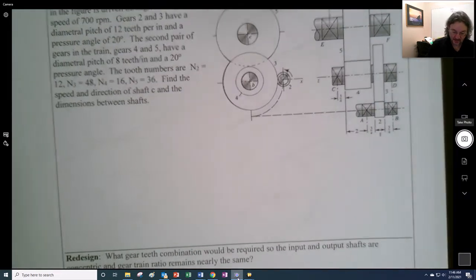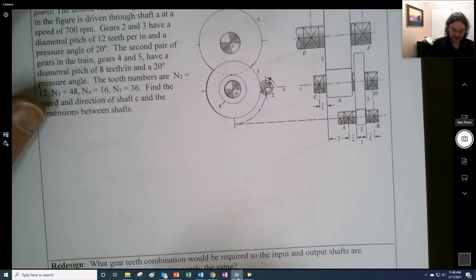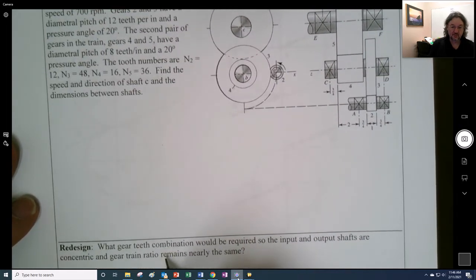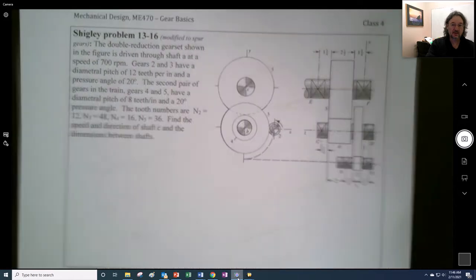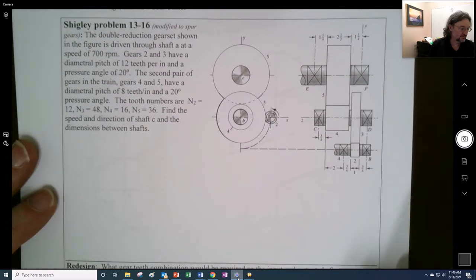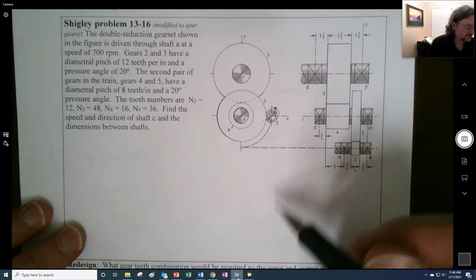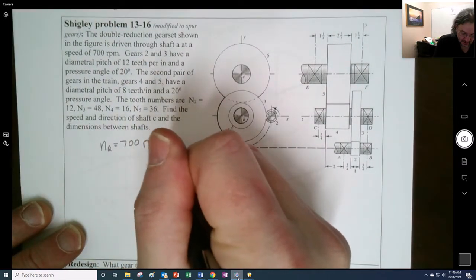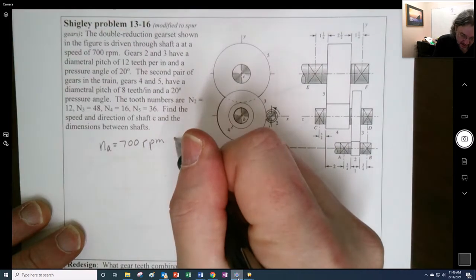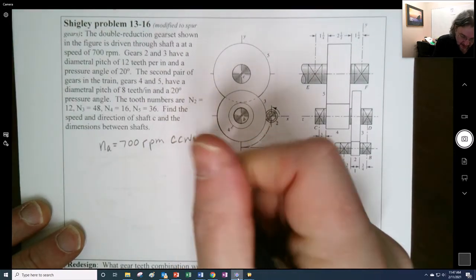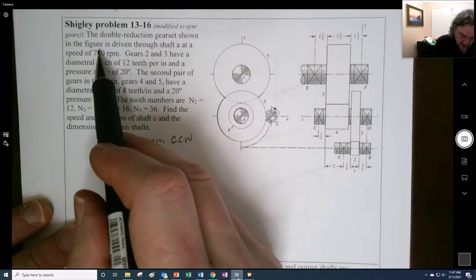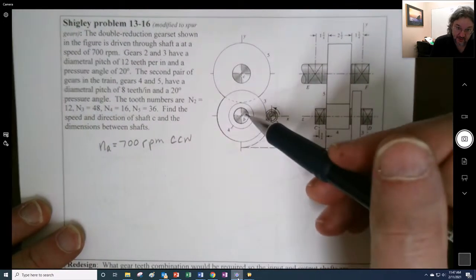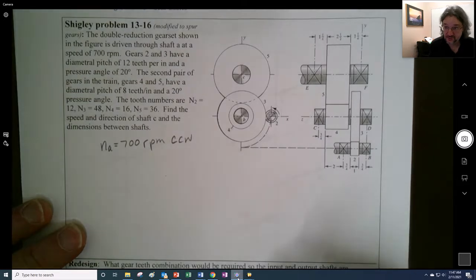So I also extended the problem down here to ask what if we wanted the input and output to have the same distance, right? We want the shafts to align. So I have N_A is 700 RPM. I think they said counterclockwise, right? And here we see that it's counterclockwise, at least from this direction. If you flip it and look at it from the other direction, it's going clockwise.